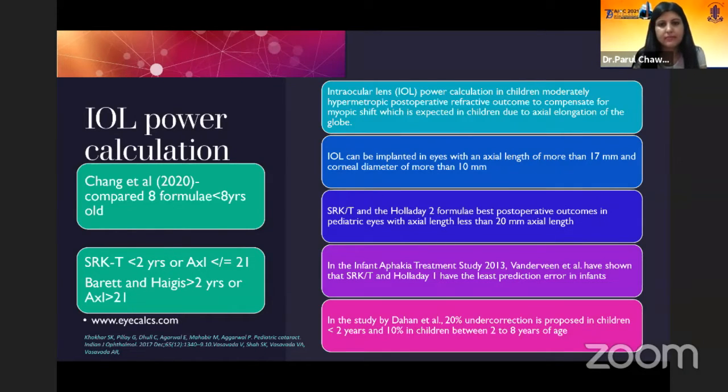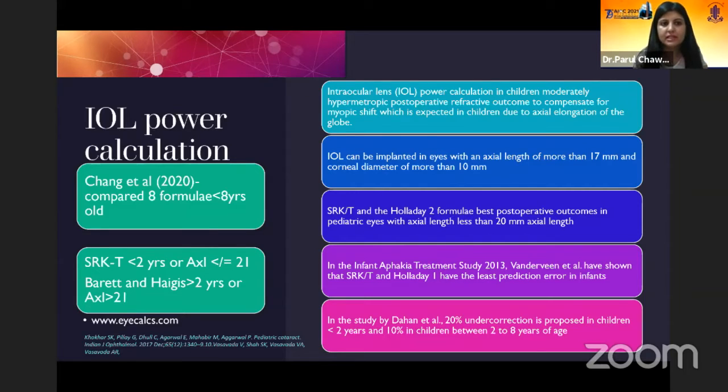This is one of the studies. In the Infant Aphakia Treatment Study in 2013 by Vanderveen et al., they have shown that SRK/T and Holladay 1 have the least prediction error in infants. And in the study by Dahan et al., they have said that 20% undercorrection is proposed in children less than 2 years and 10% in children between 2 to 8 years of age.